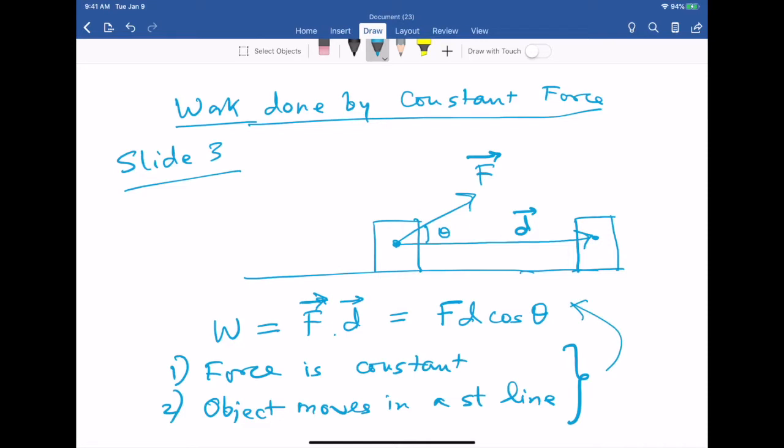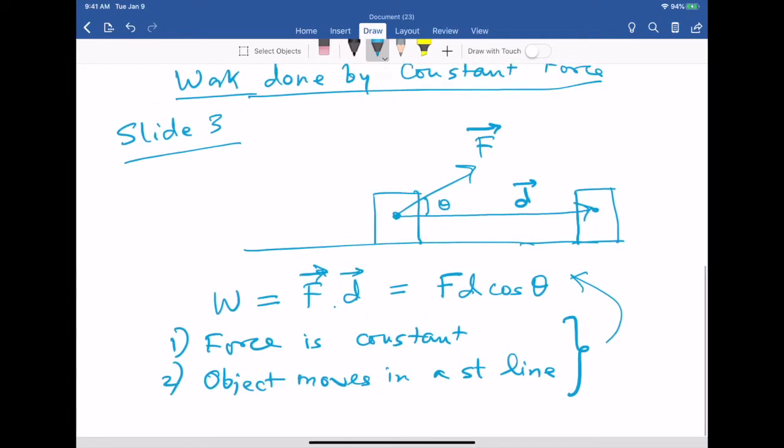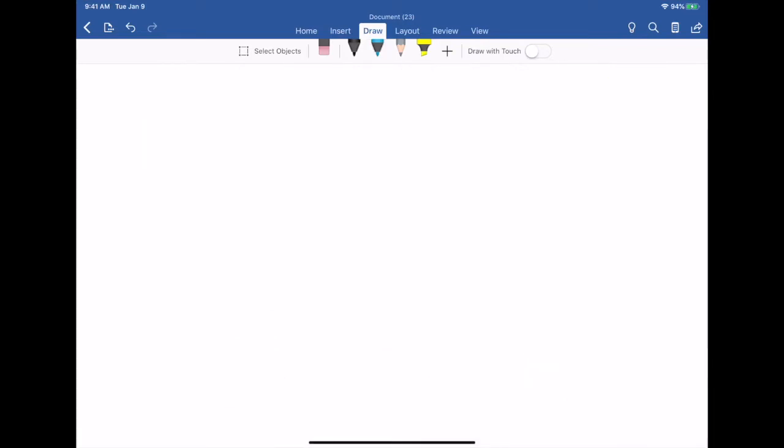All right. The unit of work is a joule in the SI system. And what is a joule? Work is force multiplied by distance. So force is in newtons, distance is in meters. So Newton times meter is defined as a joule. All right. You'll see later on that joule is also the unit of energy. There's a little bit of terminology involved here.